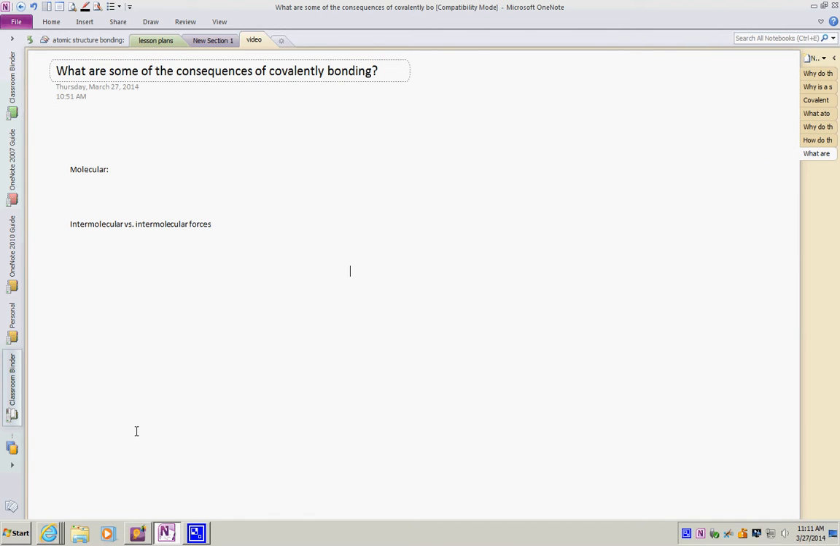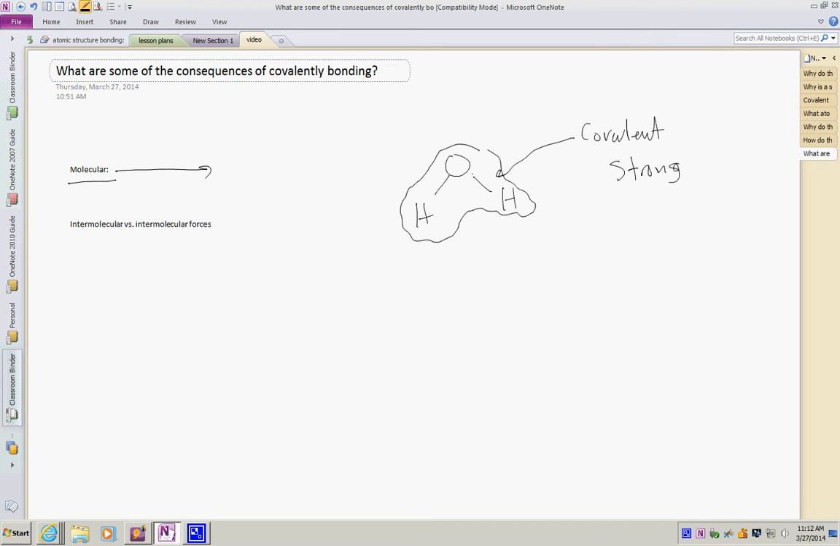What are some of the consequences of covalent bonding? This is very short here. But probably the number one result of a covalent bond is that of a molecule. A molecule is a unique setup of a compound, where we have a covalent bond here that is extremely strong and therefore holds this little package together, and it operates as a single unit we call a molecule.